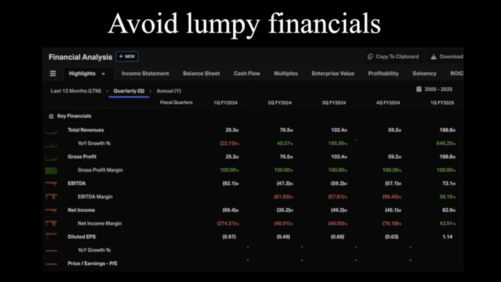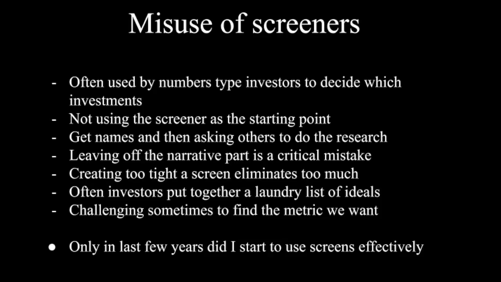Let's now talk about the misuse of screeners. Screeners are often misused by investors who focus solely on numbers, and they use those to decide which investments to make. We want to use the screener as our starting point and not as the decider of which investment to make. I'll often see people who use screeners a lot. They get names from the screeners, and then they'll ask others to do the research on the companies. So they'll say, the screener spit out these 10 names. Are any of these 10 names good? And they might post that somewhere. The purpose of the screener is to do research ourselves, and we shouldn't be using the results to try and get others to do our research.